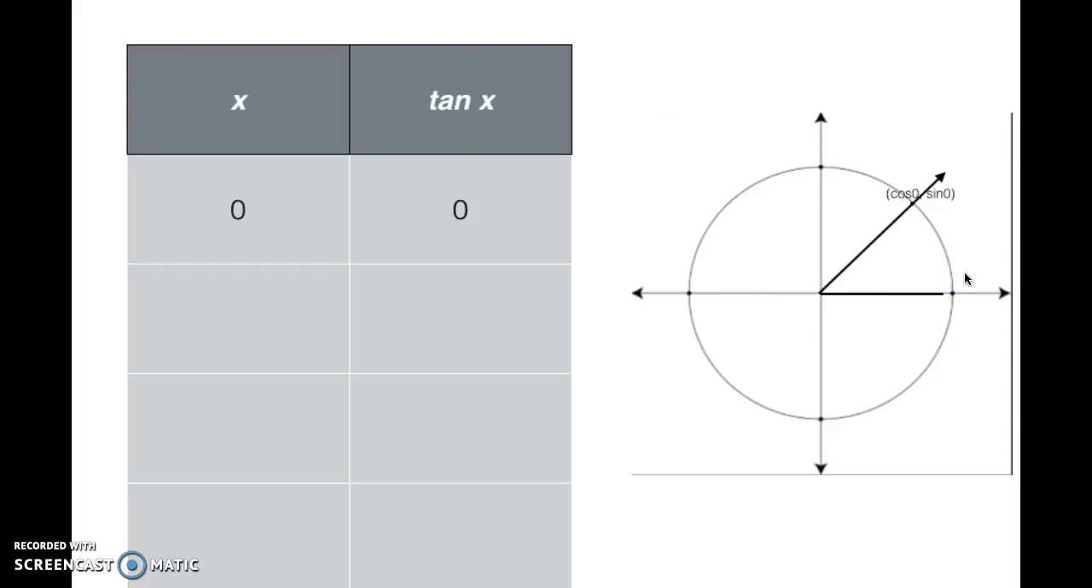Let us start with the easiest theta, 0 radians. If it is 0 radians, then what will be the slope of this ray? Well, if x is 0, then y does not change at all, so the tangent of theta is also 0. Now let's take pi over 4 radians. The tangent of pi over 4 equals 1. So in the tangent section, we can write 1.